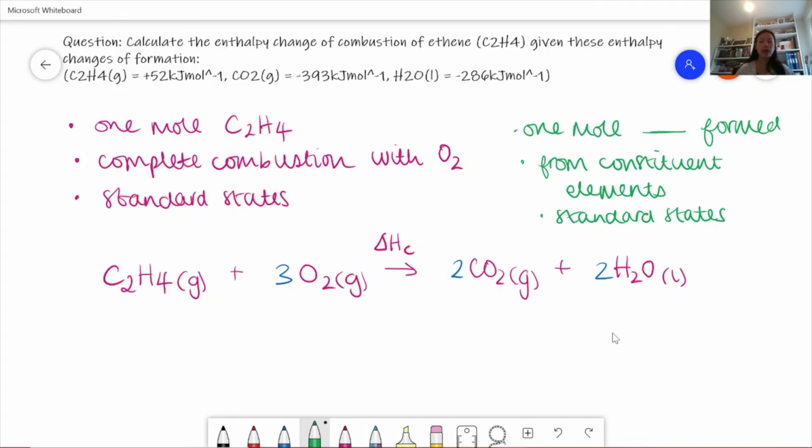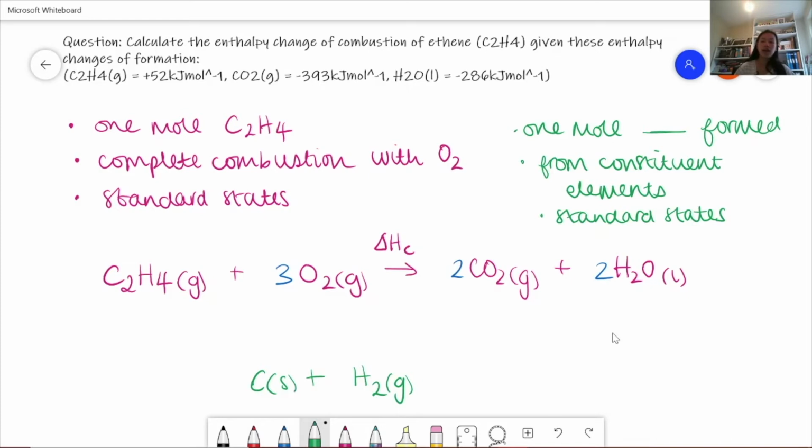So now we think about the equation. So how do we form ethene? Well, we must have carbon. So we'll add a carbon, and that's a solid in its standard state. And then we must have hydrogens as well. And hydrogen in its standard state comes in a pair, so it exists as H2. So we must have a H2. And that's normally a gas in its standard state.